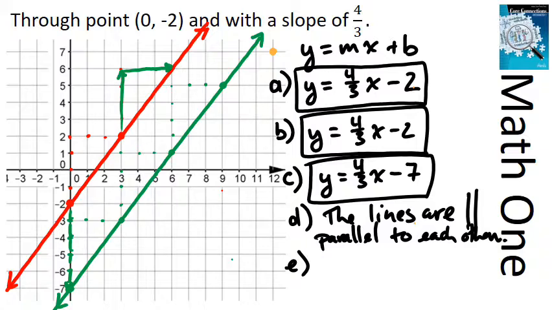So first of all, if lines are perpendicular, their slopes have opposite signs and they are reciprocals. So for part E, the slope of this line that I'm speaking of would be negative 3/4.